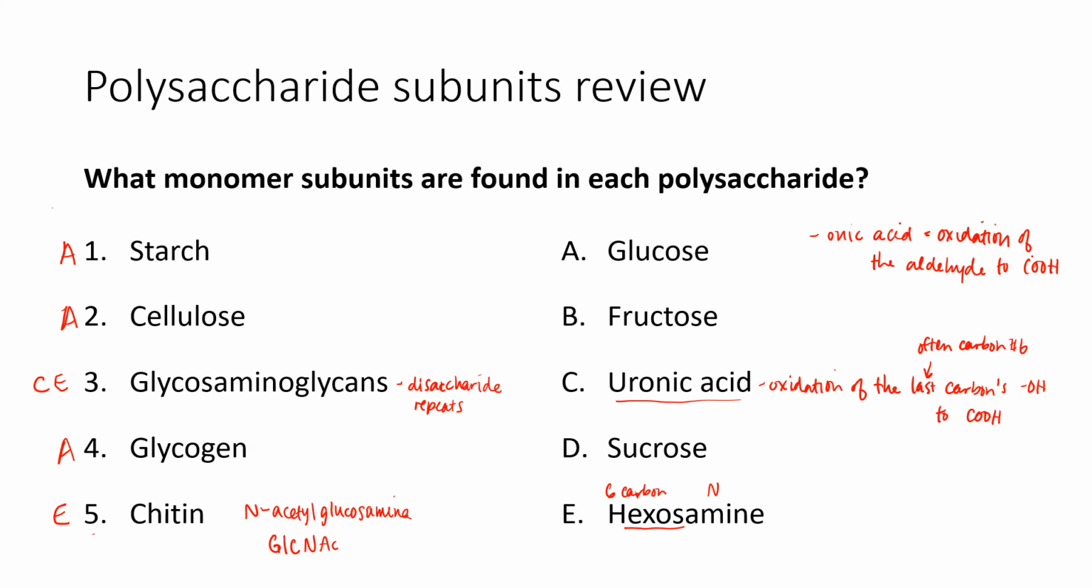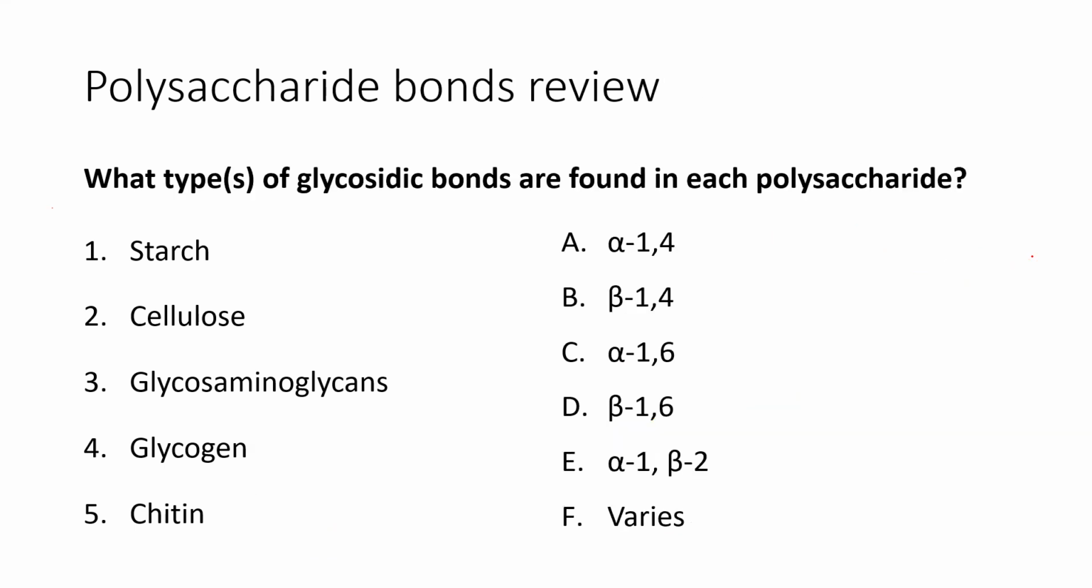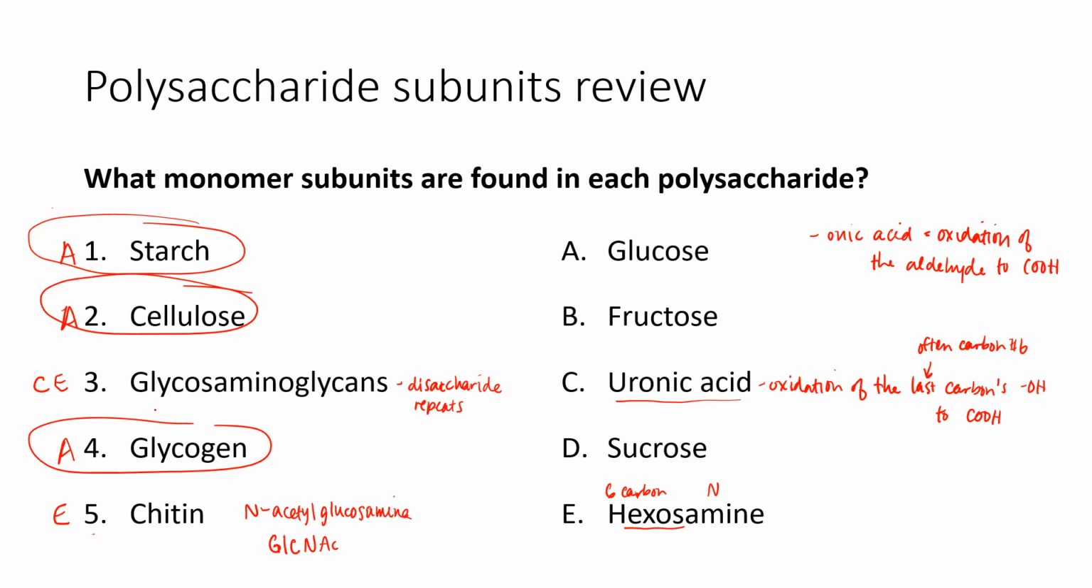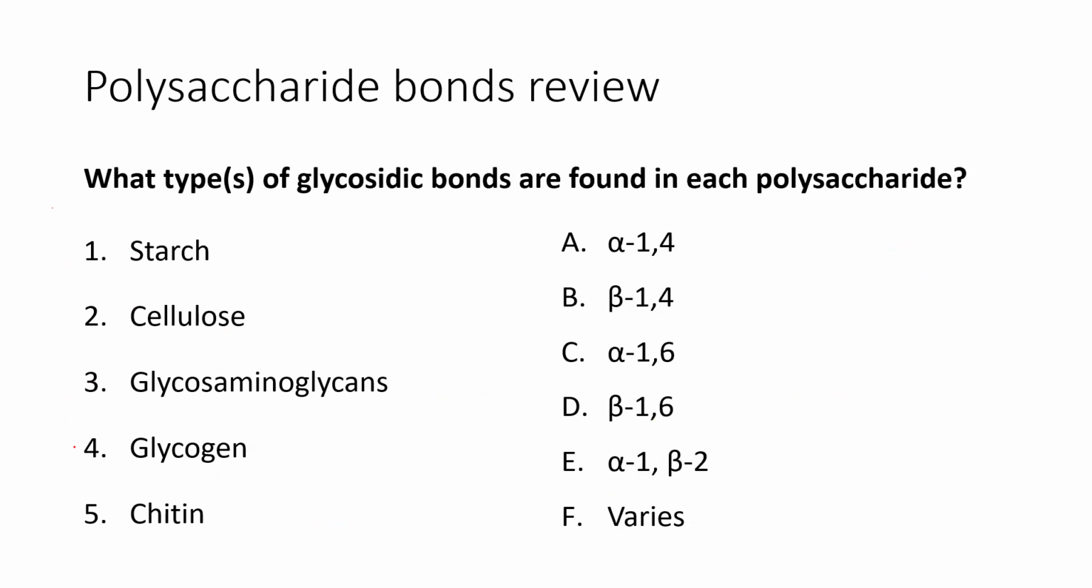So let's just go over one more polysaccharide question, and this time we're going to talk about the bonds. We talked about the subunits, and we have 3 very different structures that are all entirely made of glucose, right? Starch, cellulose, and glycogen. So what is the difference? They all have very different functions that we talked about when we first started discussing polysaccharides. The difference between them has to do with the bonding. And there are also differences in bonding with GAGs and chitin as well. So we'll get into all of those.